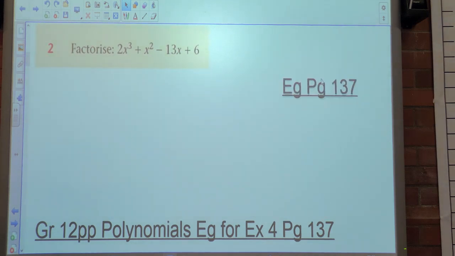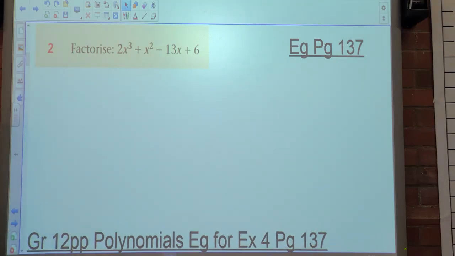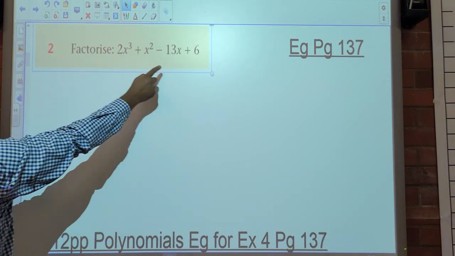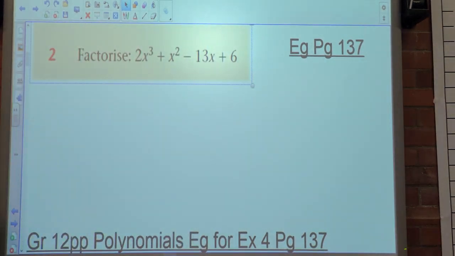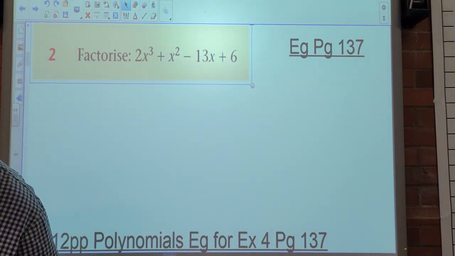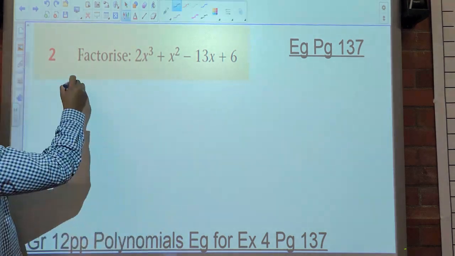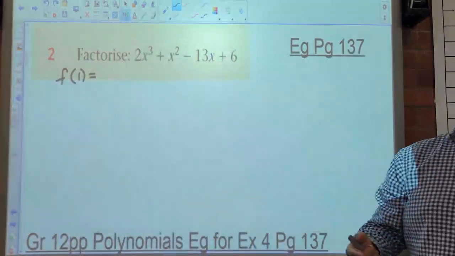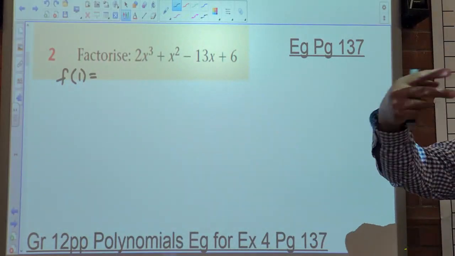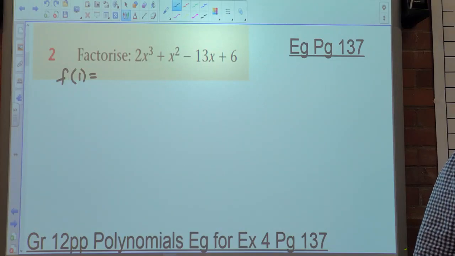Number 2 is on page 137 as well. The question says factorize 2x cubed plus x squared minus 13x plus 6. What's the first thing we need to do? Find the linear factor. How do we find the linear factor? By substituting 1. And if 1 doesn't work, negative 1. If negative 1 doesn't work, 2. Then negative 3, then 6 or negative 6. You all okay with that?